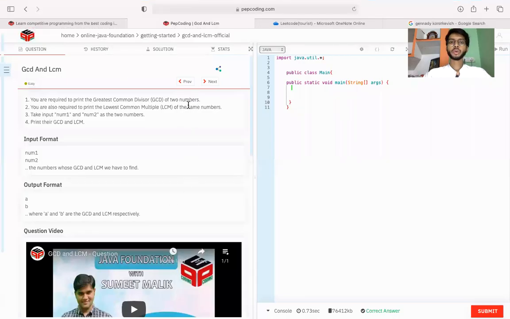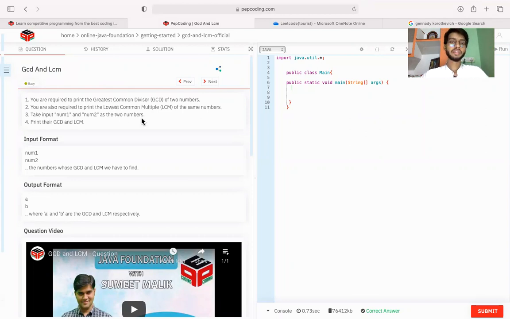Hey everyone, today we are going to discuss a problem, and the name of the problem is GCD and LCM. So, what does the problem statement say? The problem statement says that we need to take two inputs, and for those two inputs, we need to find the GCD of the numbers as well as the LCM of the numbers.